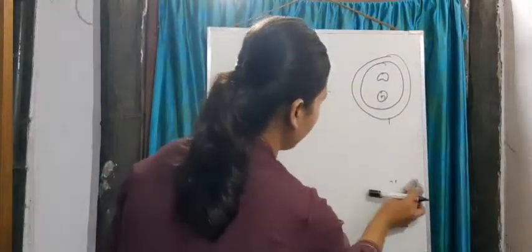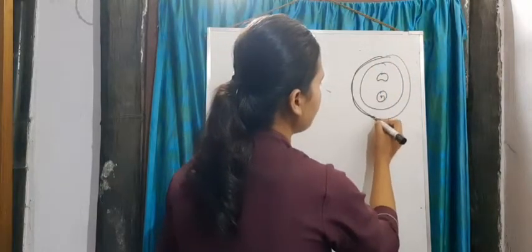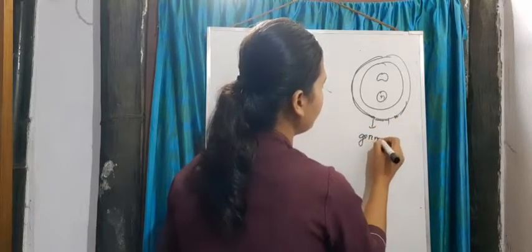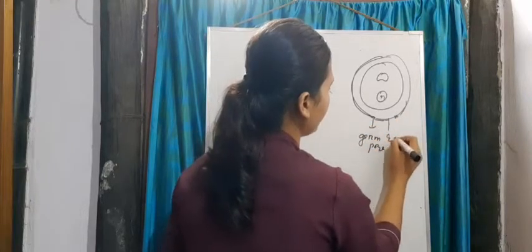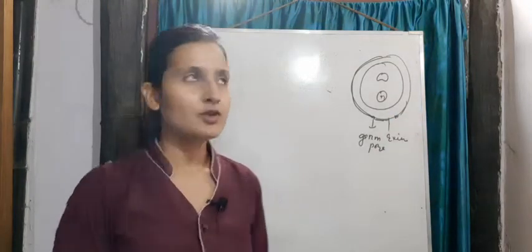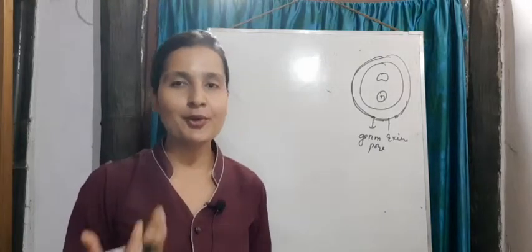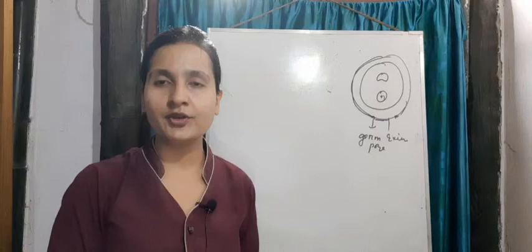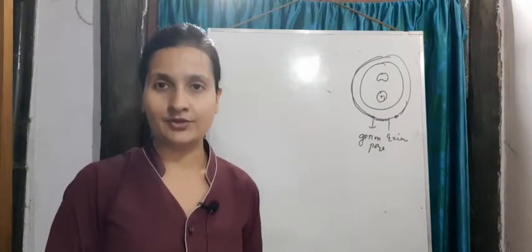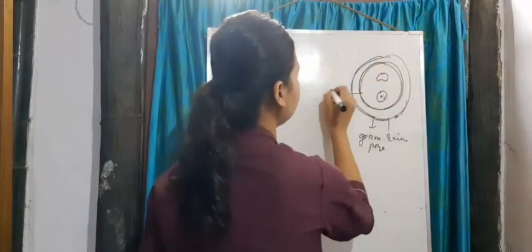One more thing I would like to mention here: this outermost layer has some breakage, or you can say some gap. That gap is called your germ pore. This is your exine. Since the outermost layer is very hard, the gametes cannot break through it. So there is a pore from where the gametes can come out.